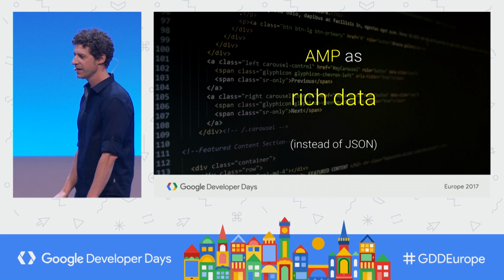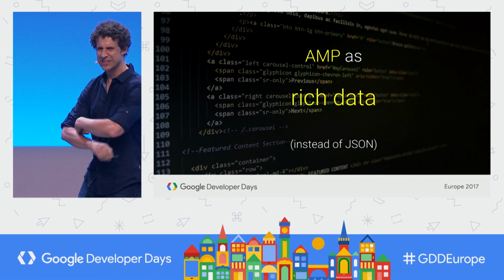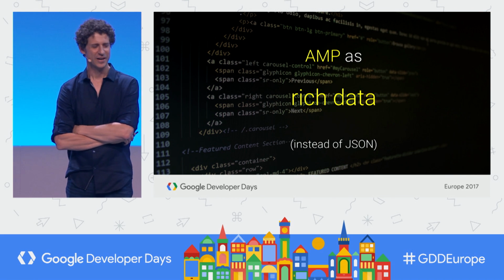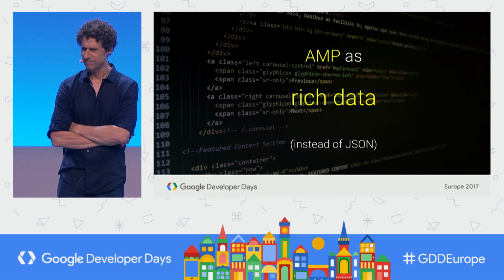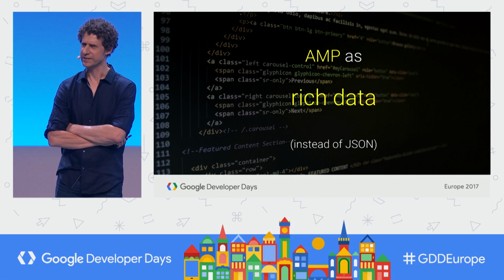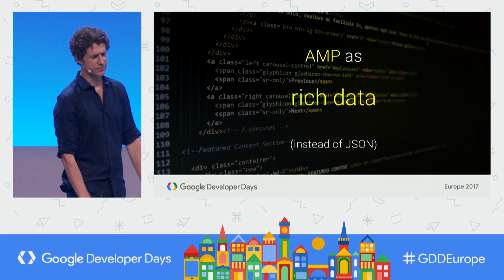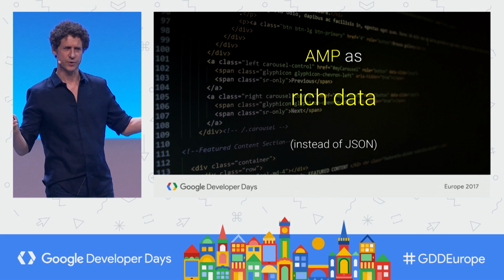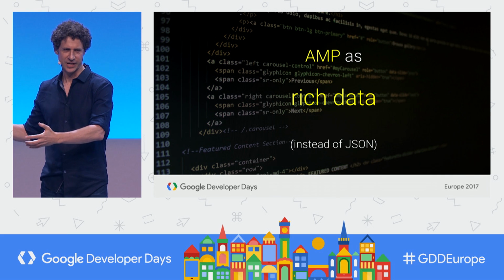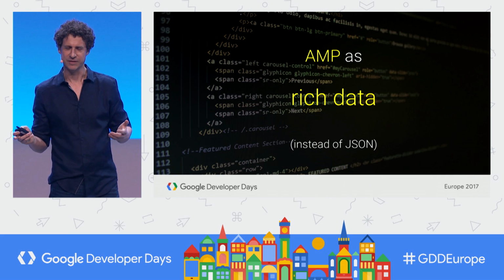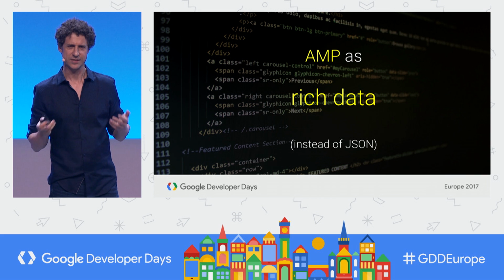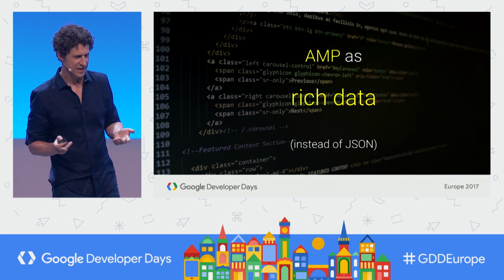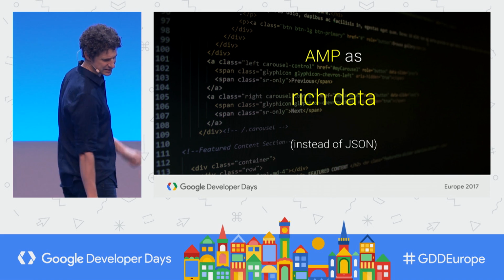Number two, AMP as rich data. This is kind of a weirder idea, but kind of a cool idea once you get the idea. Idea is a good word to say several times in a row. AMP can be used as rich data. So often if you're making a web app, you've got your app shell of some sort, and you're loading in JSON, and then converting that JSON to HTML using templates, using some sort of logic. This can be a fragile, difficult process.